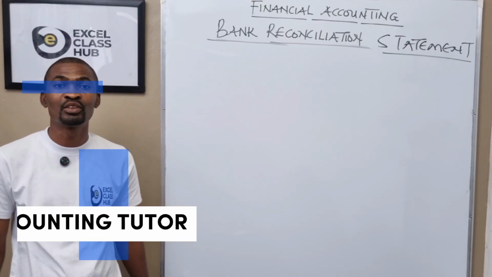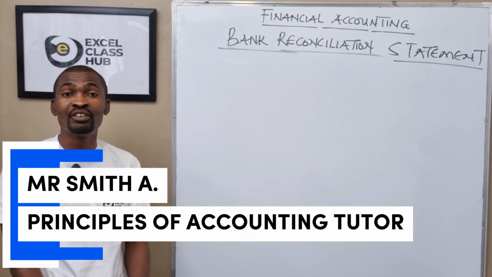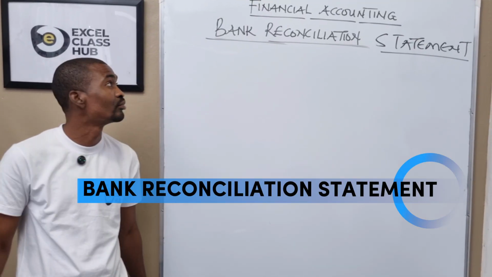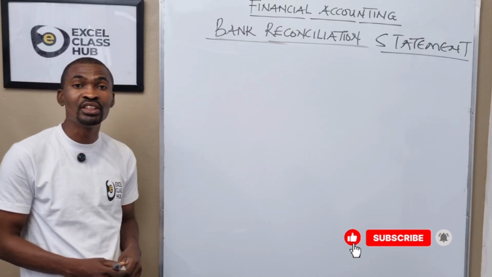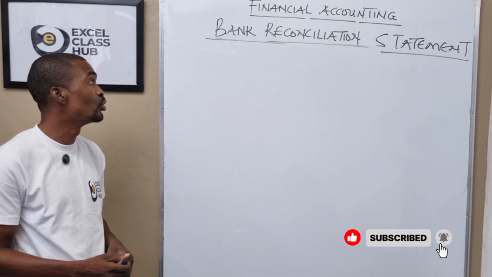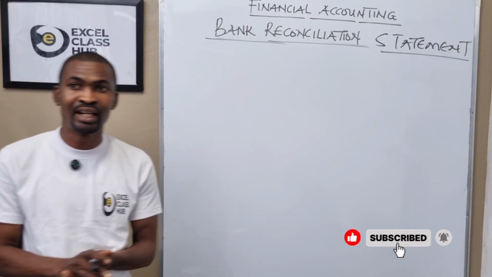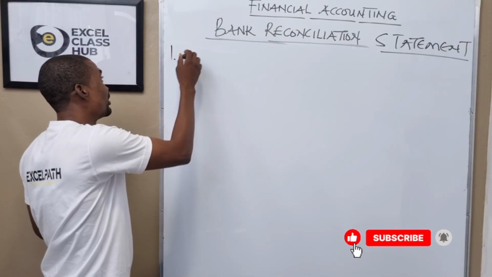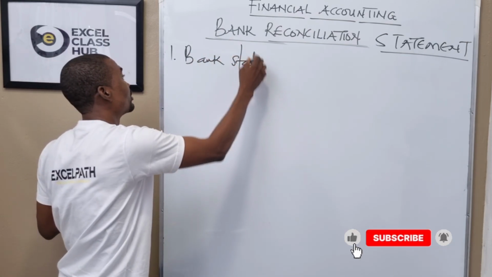My name is Mr. Smith, and today we are going to be looking at a topic in accounting: bank reconciliation statement. Now, for bank reconciliation statement, there are two things that you need to understand. In JAMB accounting, what you need is the principles and how to apply those principles. The first thing is the bank statement.